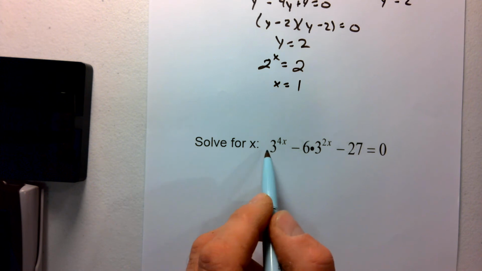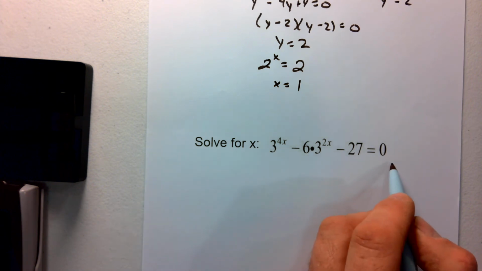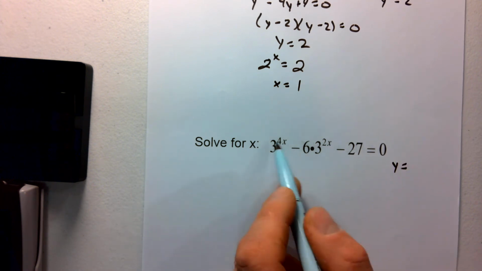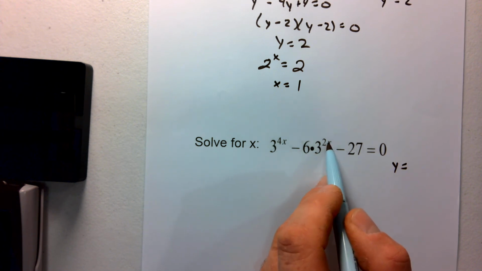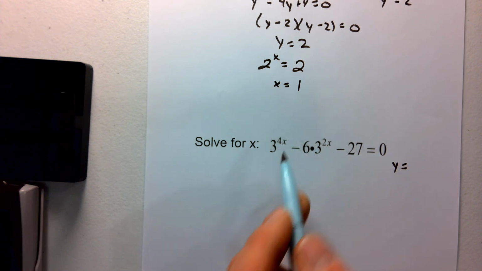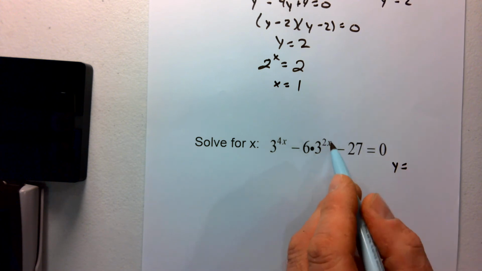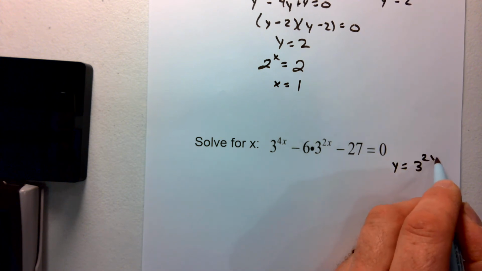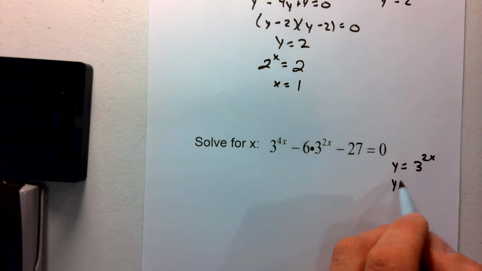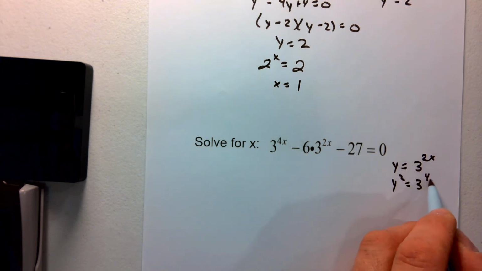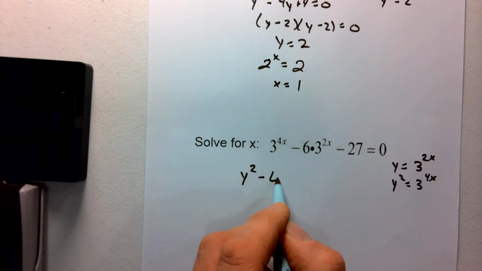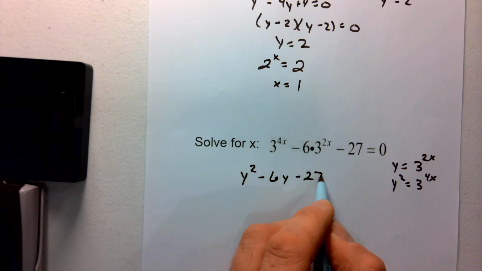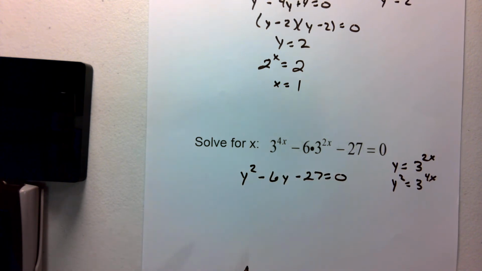In our next equation, our third equation, I guess, for the day, again, we have that 2 to 1 ratio. We have 4x divided by 2 gives us 2x, or 2x times 2 gives us 4x. So let y equal, again, that middle term, y equals 3 to the 2x. So y squared will equal 3 to the 4x. So I got the equation y squared minus 6y minus 27 equals 0.